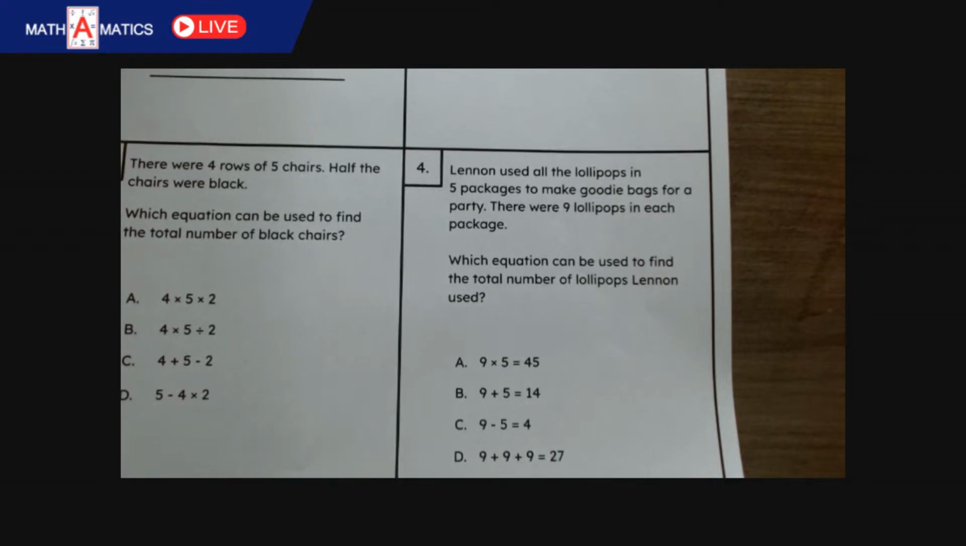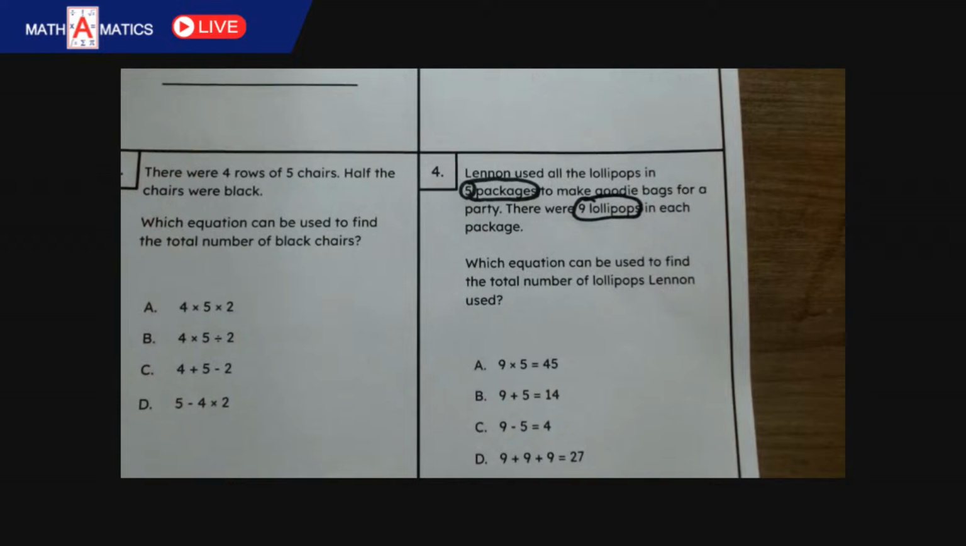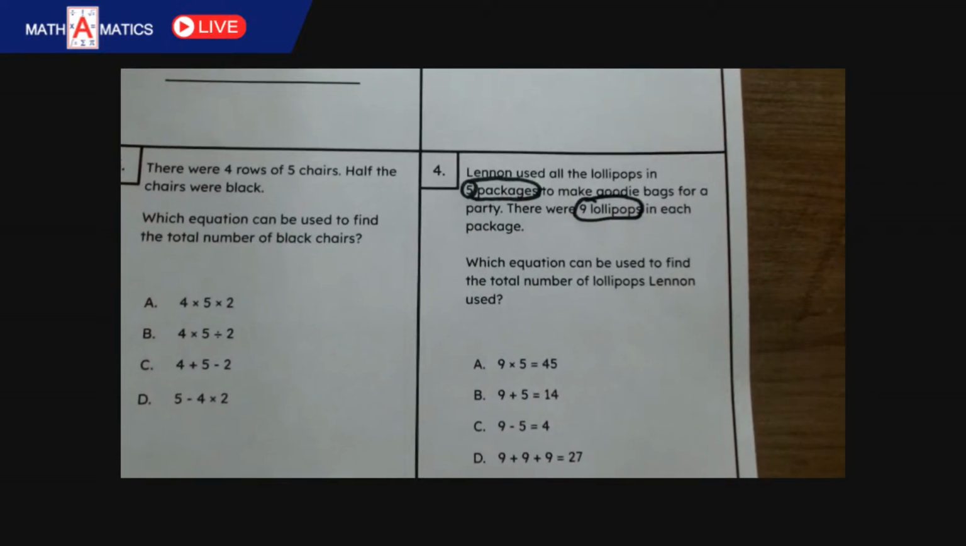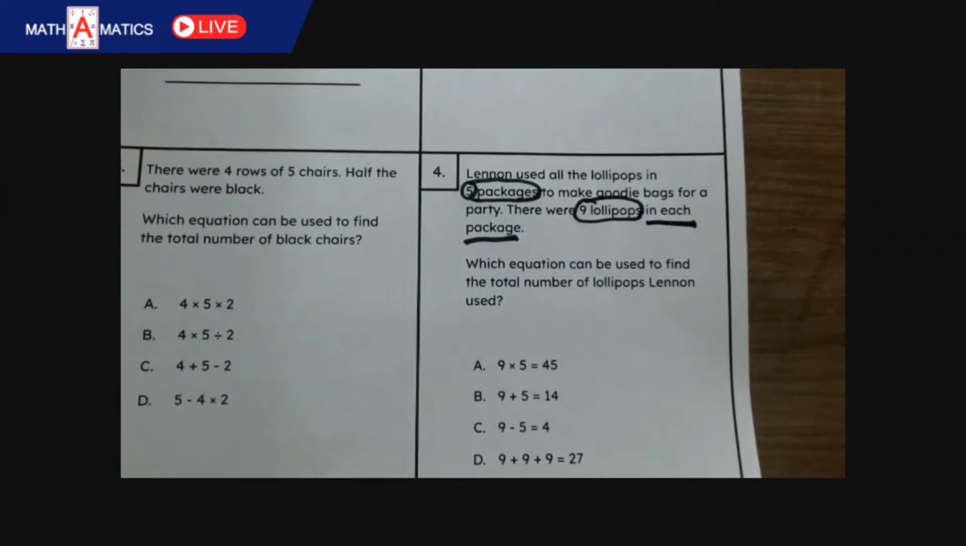And it stands for circling our numbers first is the C and their units. So we have 5 packages and we have 9 lollipops. So circle our numbers and we underline any of our keywords. So Lennon used all of the lollipops in the bag to make goodie bags, and we would underline in each package. I go ahead and say each package because it's telling us that we're multiplying here for sure.